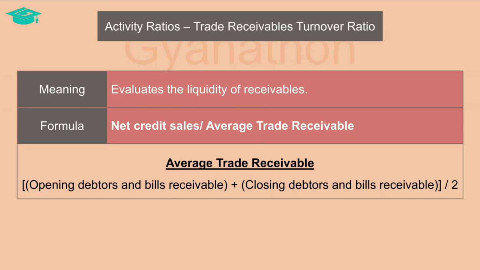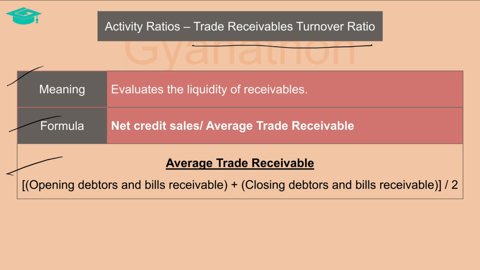The next activity ratio that we will discuss is the trade receivables turnover ratio. This ratio evaluates the liquidity of receivables. It measures the relationship between credit sales and trade receivables. It shows the frequency at which trade receivables are realized. The formula to compute the trade receivable turnover ratio is net credit sales divided by average trade receivable. Here, average trade receivable means the total of opening debtors and bills receivable plus the total of closing debtors and bills receivable divided by 2.